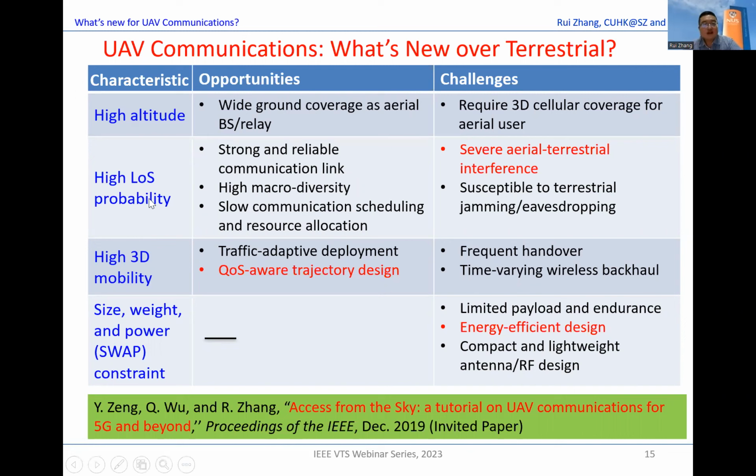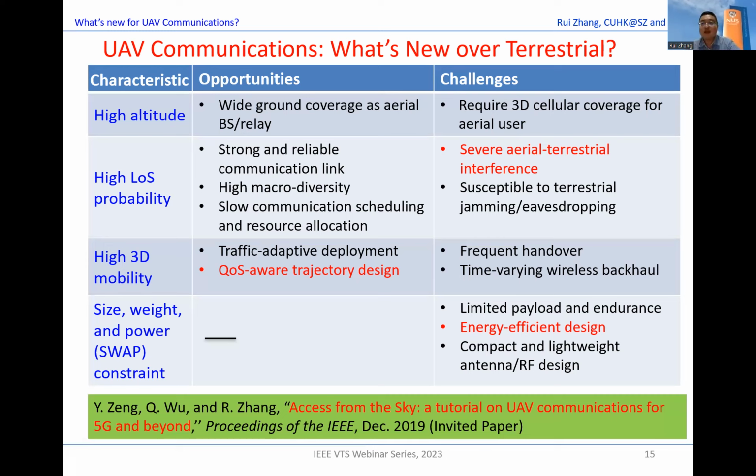So here I list some of the unique characteristics of UAV. For example, high altitude. UAV usually flies at a much higher altitude than the ground base station or terminal. And we know that when you increase the altitude, the UAV will typically have a higher chance of line of sight, which means a clear link without obstacles to the ground base station or terminal. UAV also has a very unique feature that it can move flexibly over 3D space, which is different from the terrestrial user.